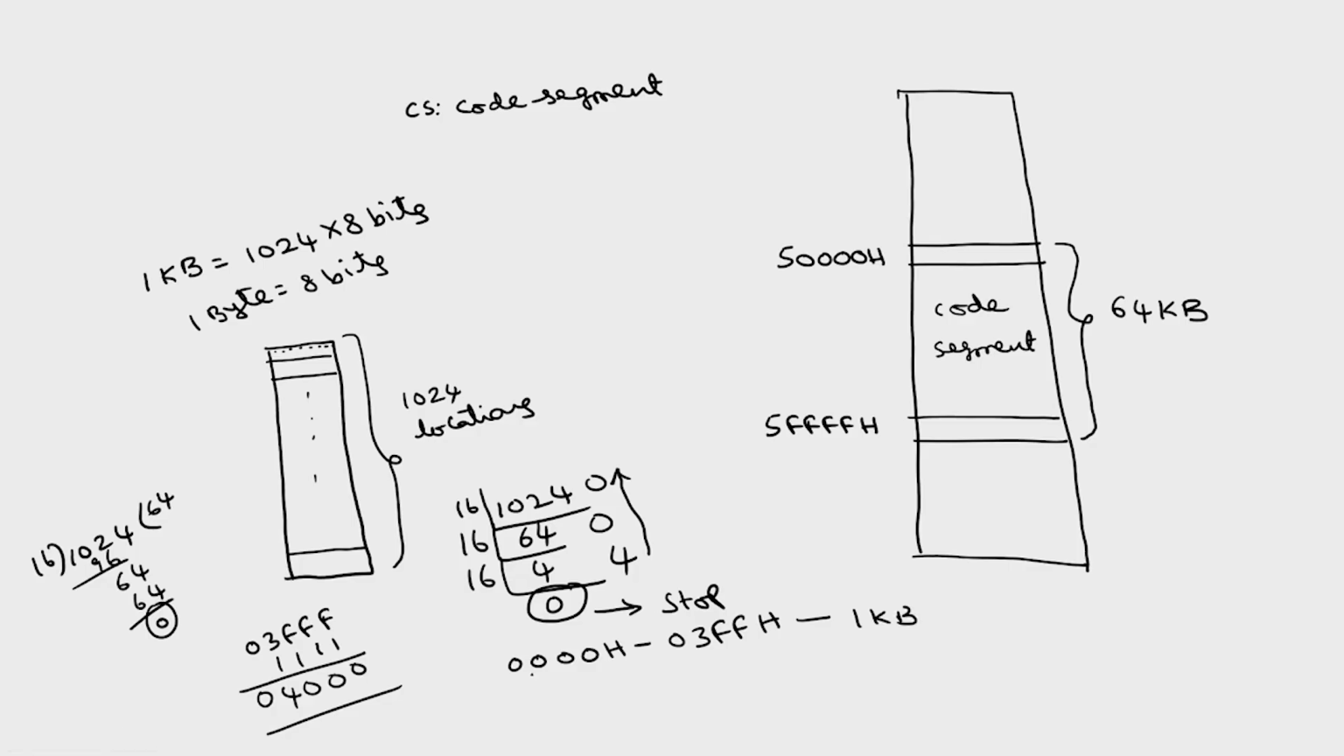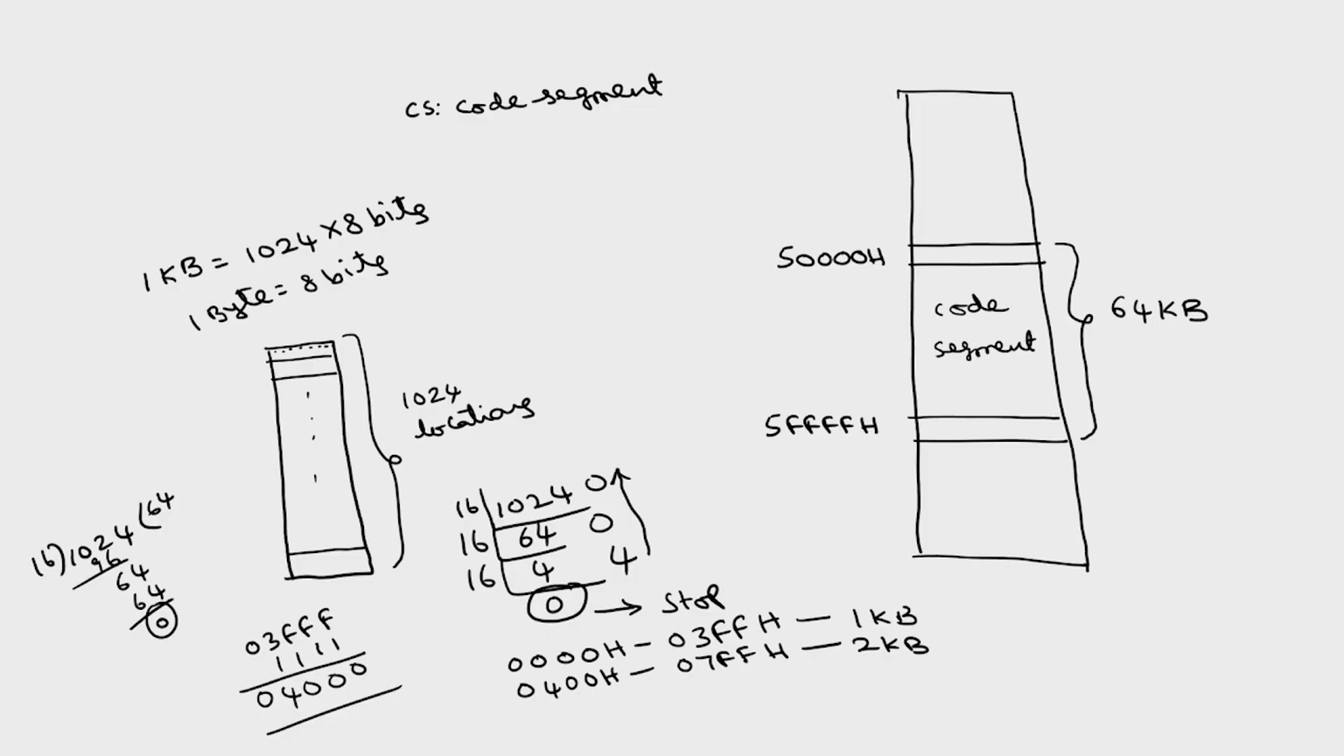If you want 2 kilobytes, the next address is 0400H, and if you add 3FFFH, this is 07FFH. This will be 2 kilobytes. So starting from 0000H to 07FFH will be 2 kilobytes, up to here this is 1 kilobyte. For this, again if we add another 7FFF for the next address, you will get 4 kilobytes.